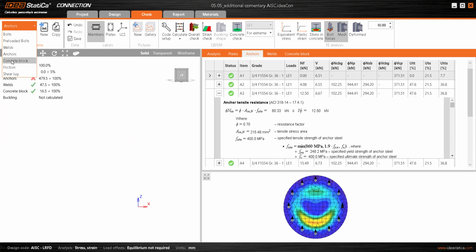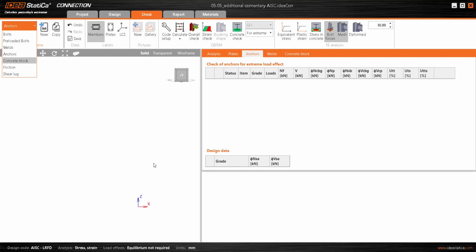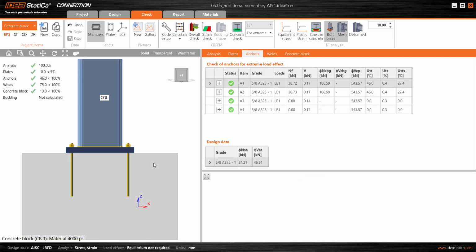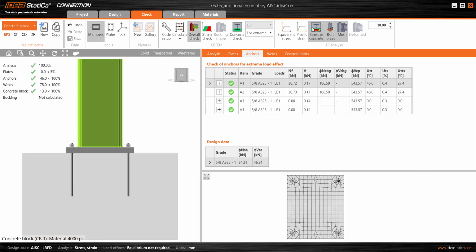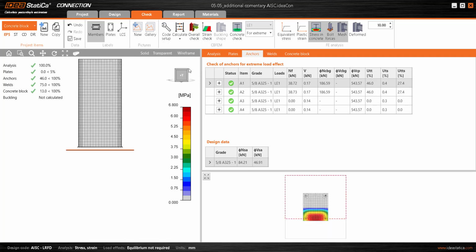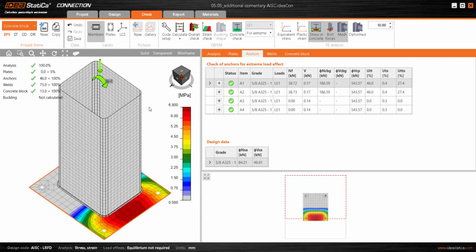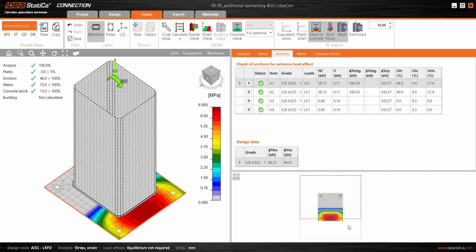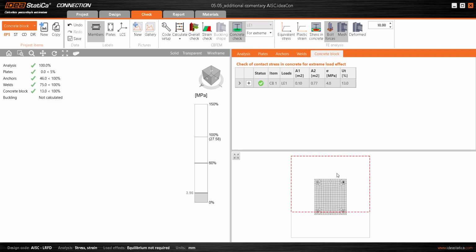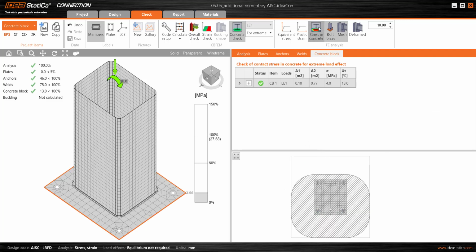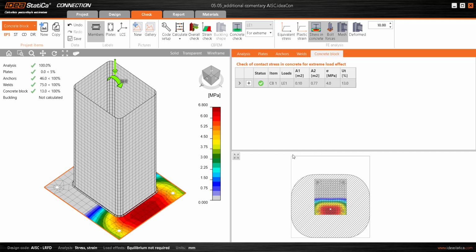Now we're going to see the concrete bearing on the concrete block, as it's known in the software, which is also fairly interesting. We can see that in this zone, this concrete is compressing, and consequently we're going to have an area which is in contact with the concrete. So if we look here, we see what's happening.